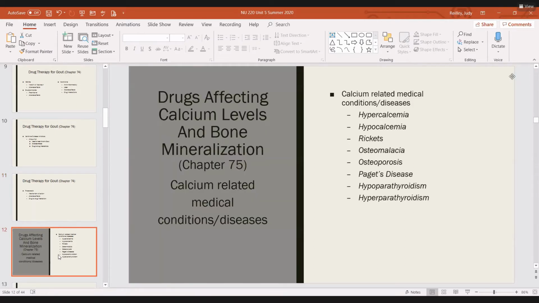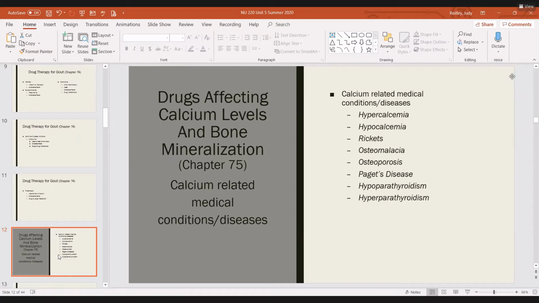When we get into the drugs affecting calcium levels and bone mineralization, you are looking at different diseases here. So these conditions are all treated basically due to calcium issues in the bloodstream, whether it's caused by a decrease of calcium or an increase of calcium, or having issues with the parathyroid.